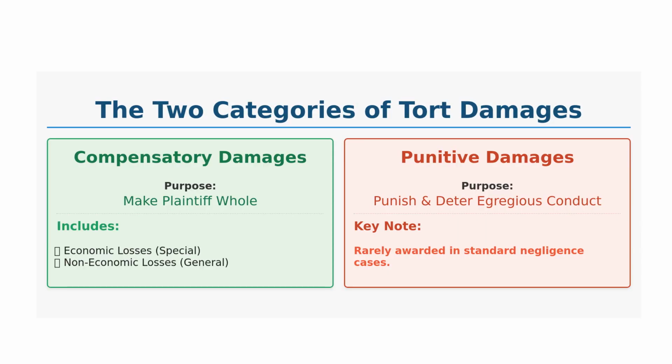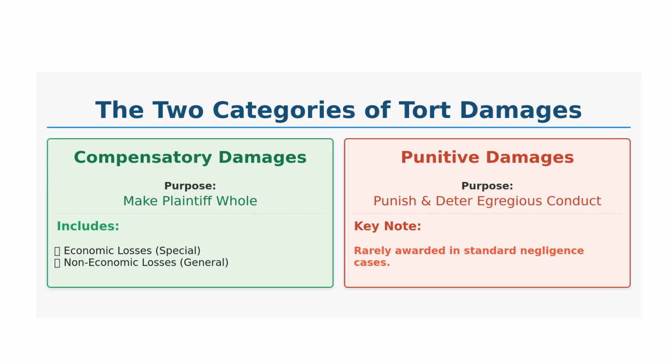Having established that legally recognized harm must exist, we now turn to quantifying that harm. In tort law, damages are broadly categorized into two primary types based on their objective. The first, and most common, category is compensatory damages. The entire purpose here is to compensate the plaintiff, to make them whole again by covering their actual losses, whether those losses are easily quantifiable economic costs or subjective, non-economic suffering.